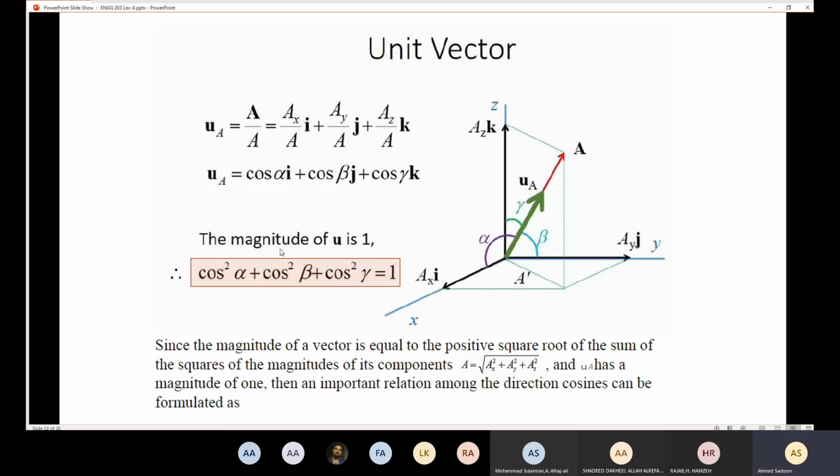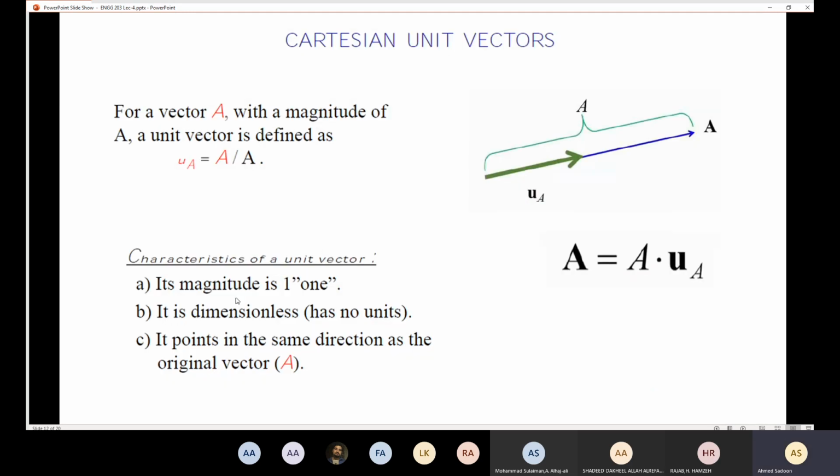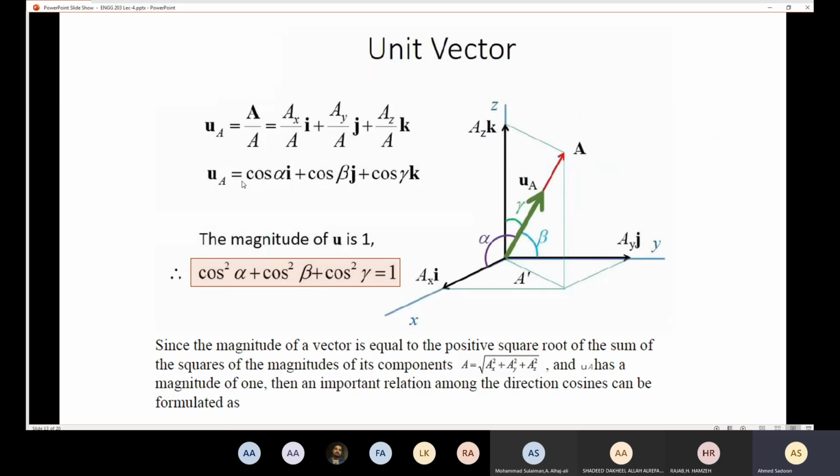And since the magnitude of the unit vector, remember we said, is going to equal 1, that means cosine alpha i plus cosine beta j plus cosine gamma k is going to equal 1 in magnitude. And with a small manipulation, we are going to find that cosine squared alpha plus cosine squared beta plus cosine squared gamma is going to equal 1.